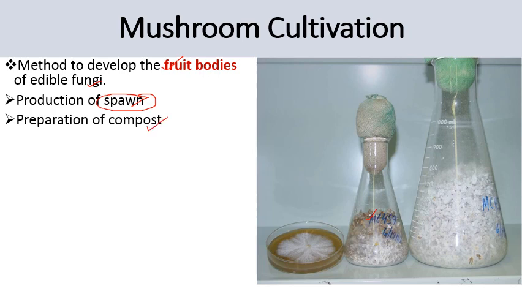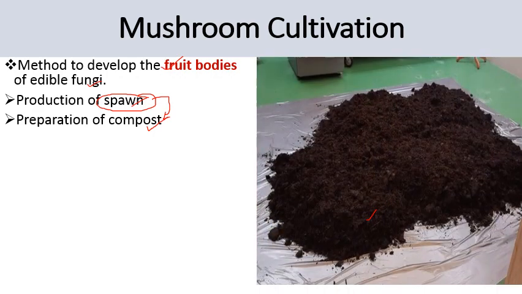So compost is, we can say, the nutrient medium in which we sow the spawn and in which the mushroom fruiting bodies grow. This is dead decaying organic matter, and from here the fungal mycelium obtains nutrition and grows into the fruiting body.